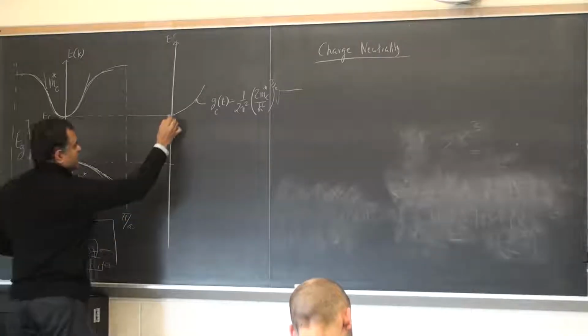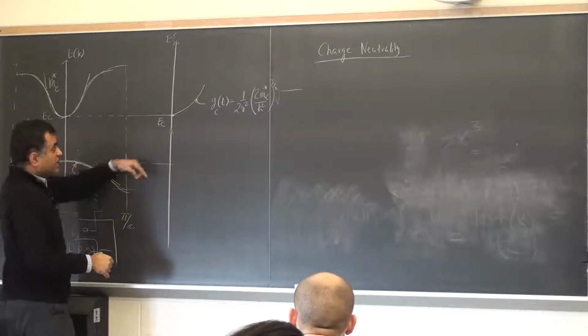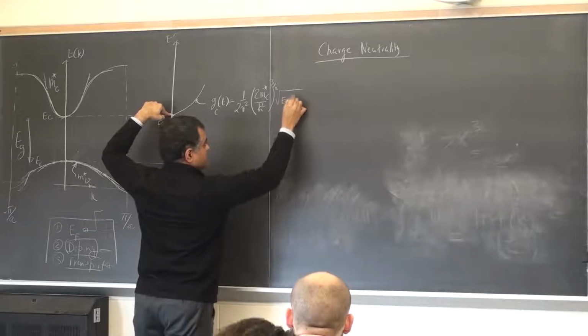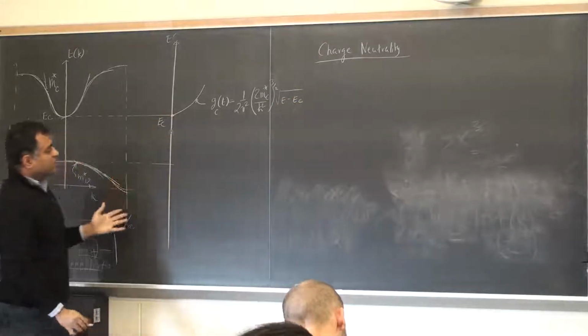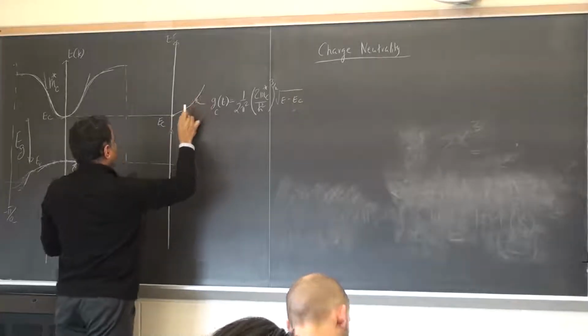And what is that energy? It is the energy with respect to the minimum of the conduction band. Energy is on this axis, but with respect to this minimum. So you get E minus E_C. That's the 3D density of energy states that you can have here.